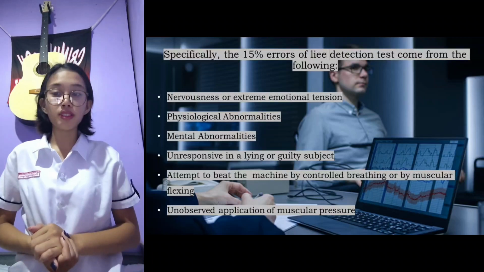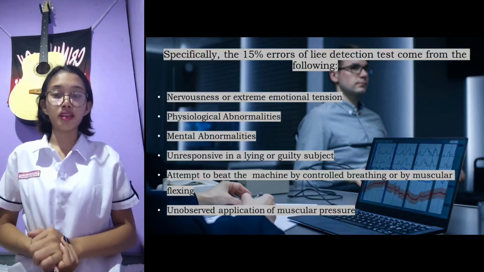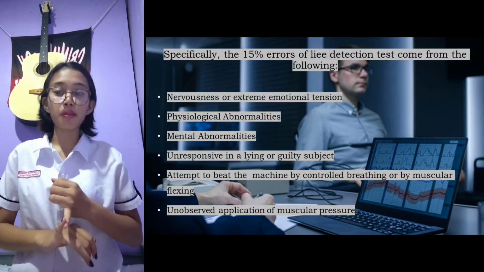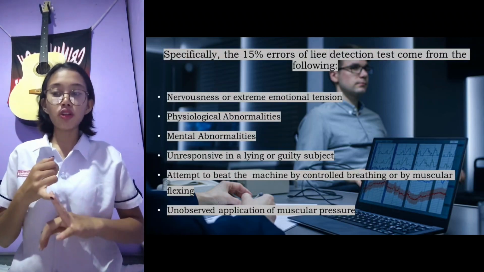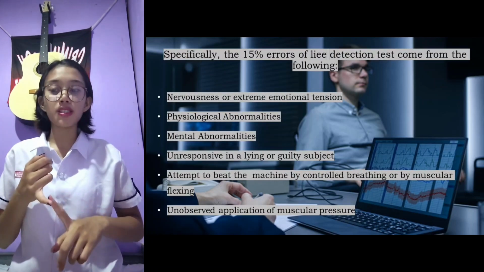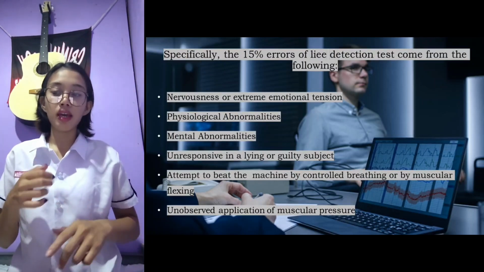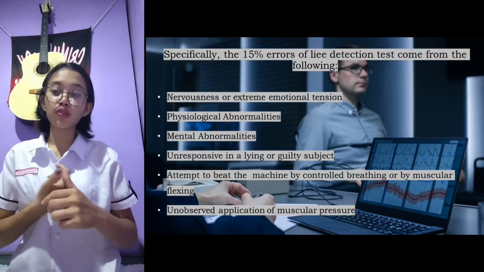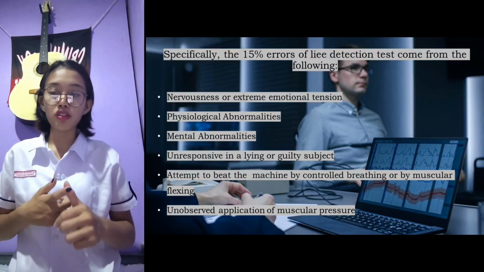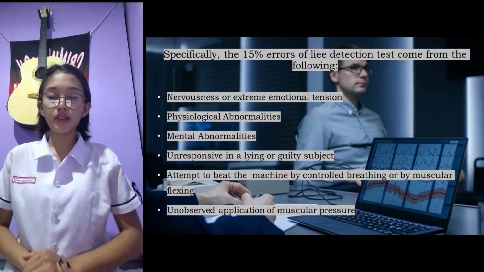Specifically, the 15% errors in lie detection tests come from the following: nervousness or extreme emotional tension, physiological abnormalities, mental abnormalities, unresponsiveness in a lying or guilty subject, attempt to beat the machine by controlled breathing or muscular flexing, and unobserved application of muscular pressure.